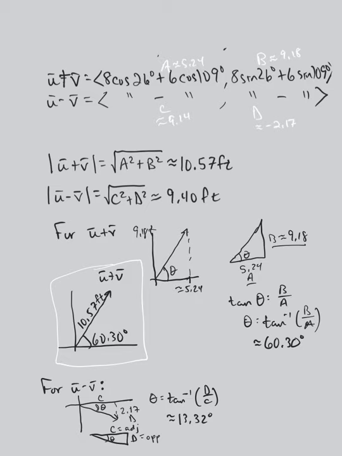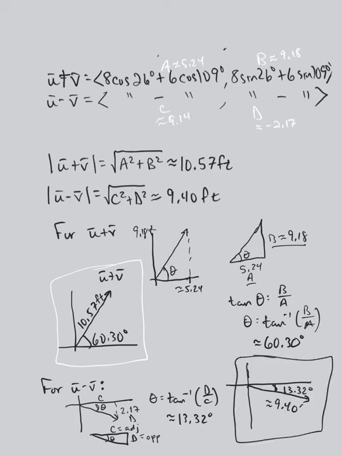But remember, what we're doing is specifying angles from the horizontal, and we're answering with a picture. It might depend if you're seeing this in another class. Your instructor might want you to draw it slightly different. But the idea here is that u minus v goes like this. It's a lot more flat though. Its length is approximately 9.40 feet, and then its angle is tilted below the horizontal at about 13.32 degrees. And that's one way to answer that problem.